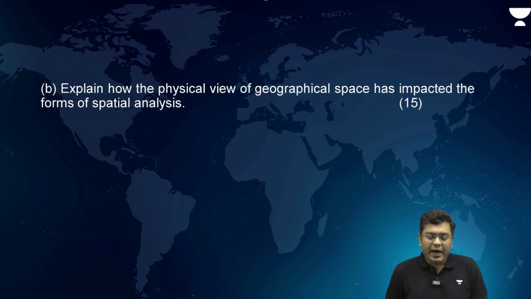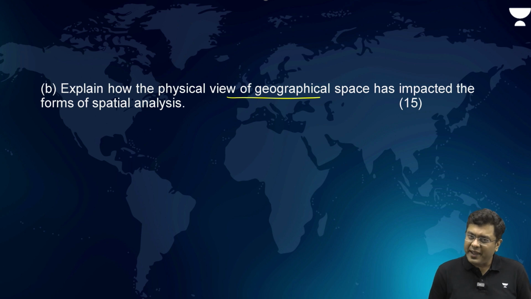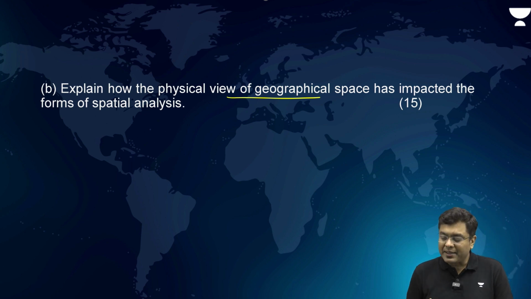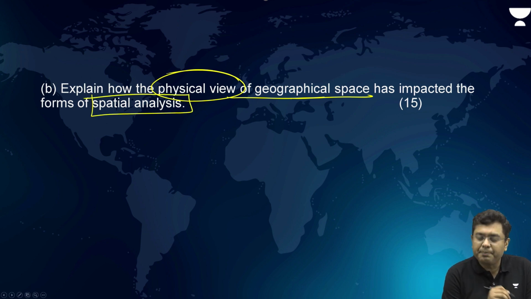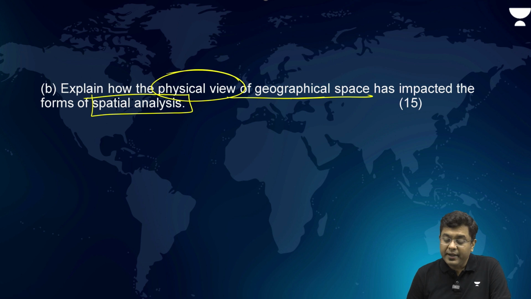Then explain how the physical views of geographical space has basically impacted the forms of spatial analysis. Physical view of the geographical space has impacted how we analyze any particular region, right? That is the decluttered aspect of it. So, here again, when you would have read that in the sessions or whichever classes you would have attended, this is something which is a normal coverage of the sessions or the classes also. This is from the basic books that you would have read through.